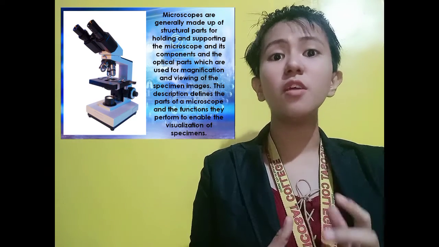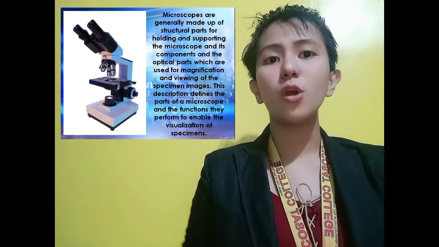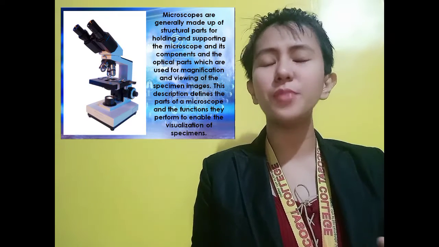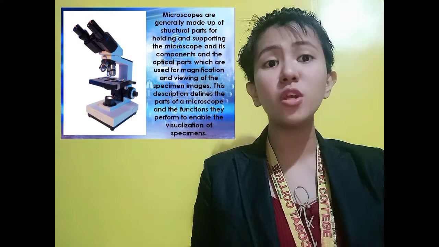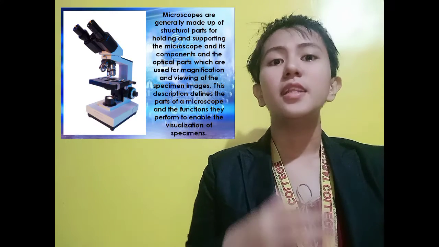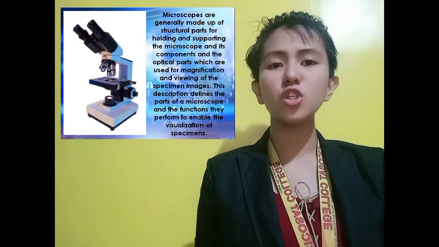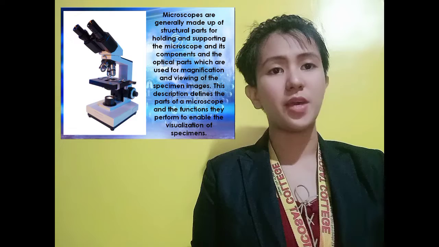So, the other meaning of microscope: they are generally made up of structural parts for holding and supporting the microscope and its components, and the optical parts, which are used for magnification and viewing of the specimen images. This description defines the parts of a microscope and the functions they perform to enable the visualization of a specimen.